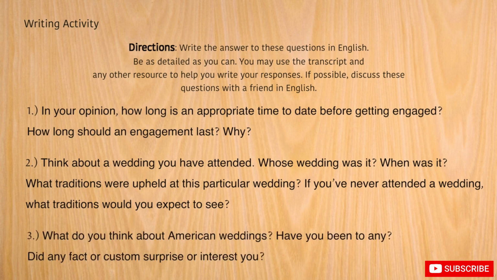Number 3, what do you think about American weddings? Have you been to any? Did any fact or custom surprise or interest you?